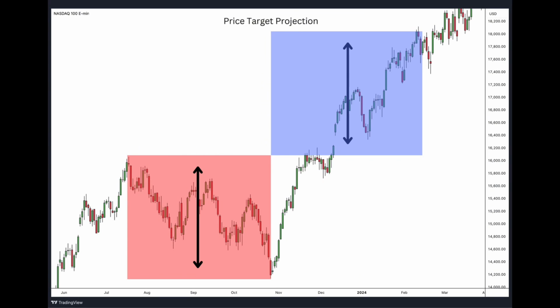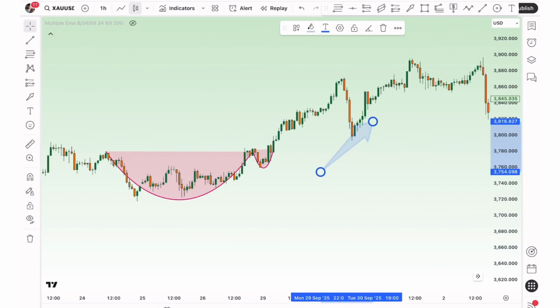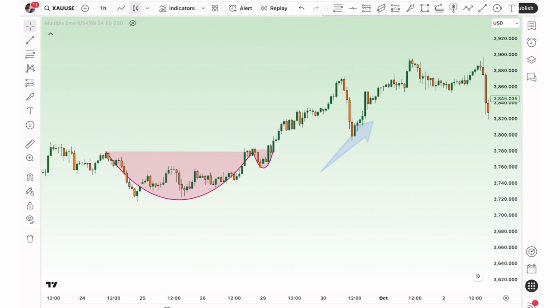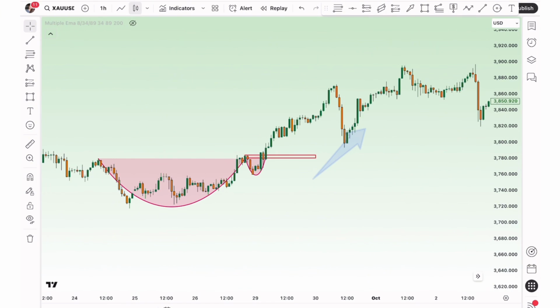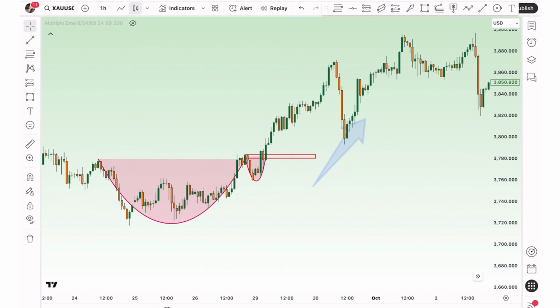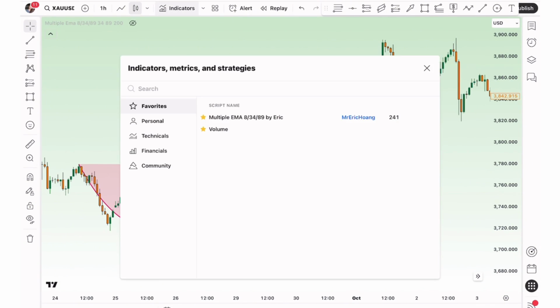And now let's find out the advantages of trading the cup and handle pattern. A cup and handle pattern offers several advantages to traders, making it a popular chart pattern in technical analysis. Some of the key advantages are high probability of success. The cup and handle pattern has a high probability of success, making it an attractive trade setup for traders. According to technical analysis experts, this pattern has a success rate of about 65 to 70%, researched by Thomas Bulkowski.